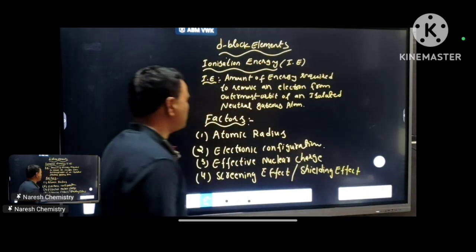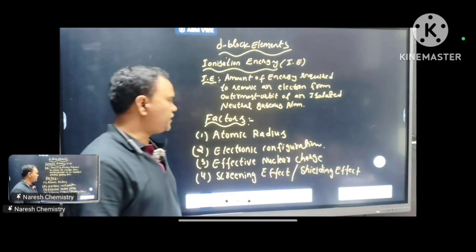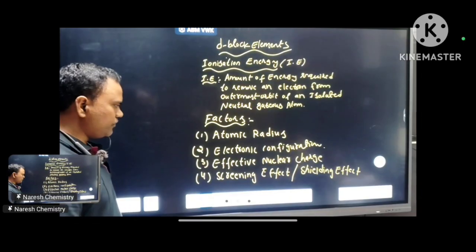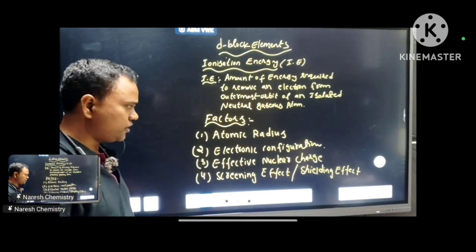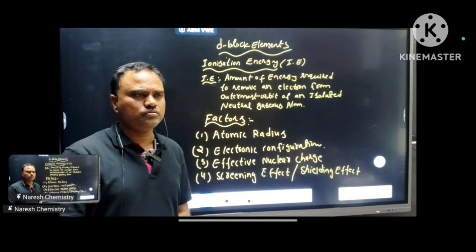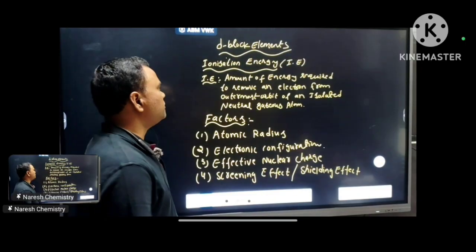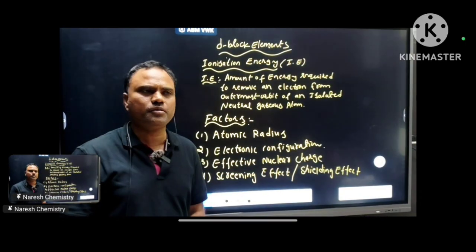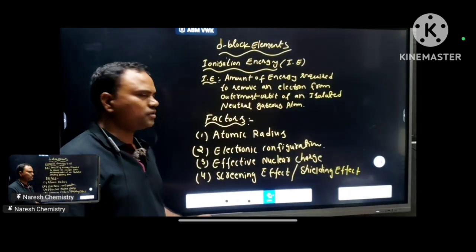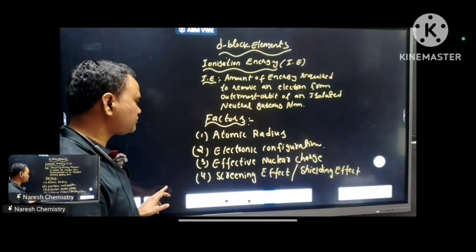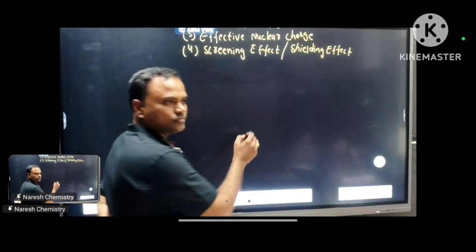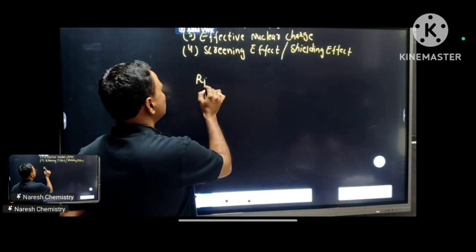Okay, let us revise atomic radius: how atomic radius affects ionization energy. Electronic configuration, effective nuclear charge, screening effect or shielding effect. We are discussing the periodic table now, a revision before entering into ionization energy of D block elements. Can anybody tell me how radius affects ionization energy? Online students? Effect of radius.